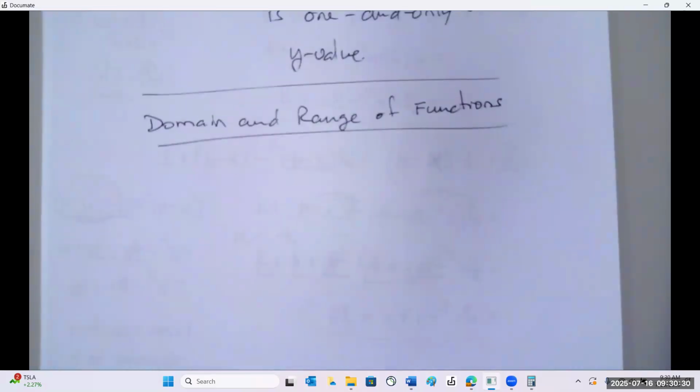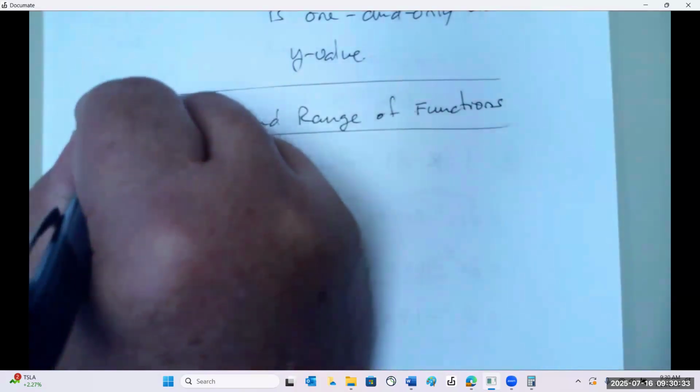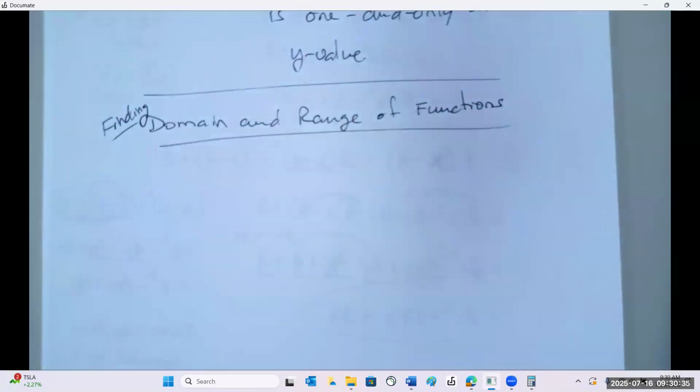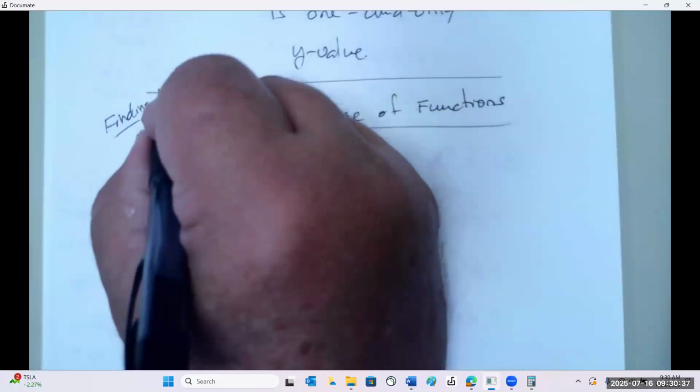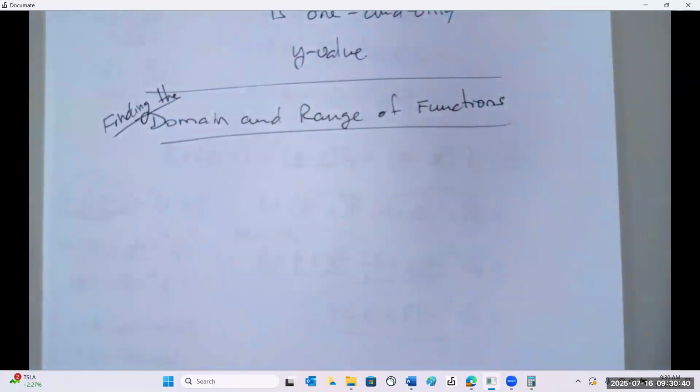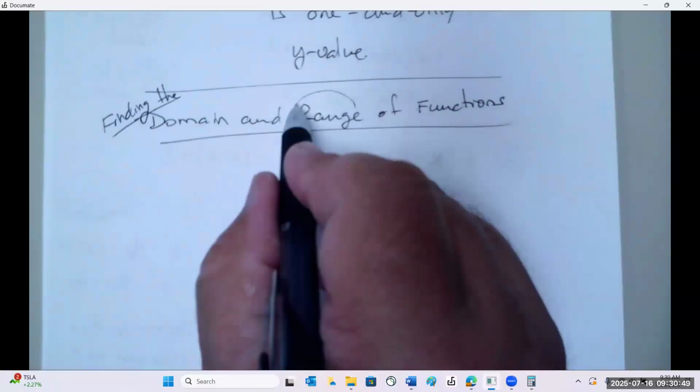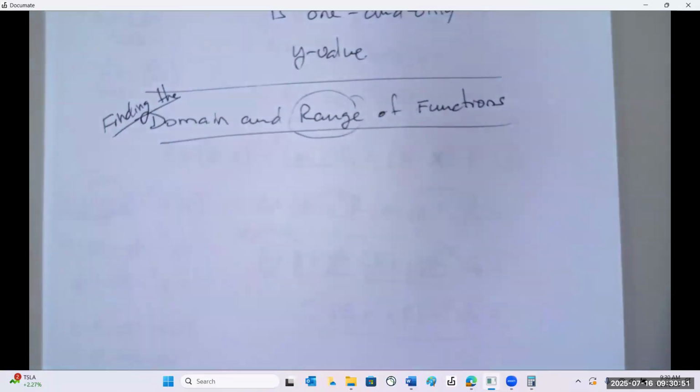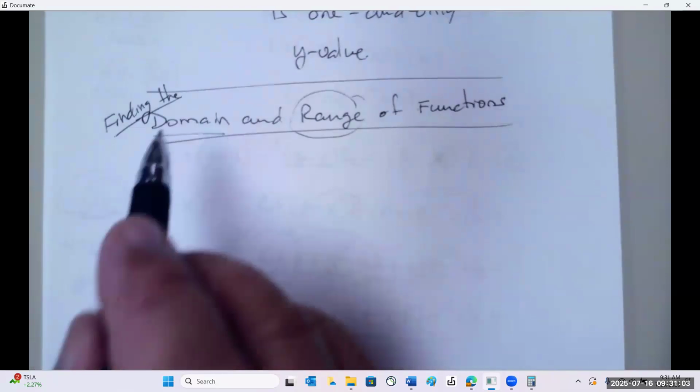Finding the domain and range of functions. We're going to hold off on the range for right now. Until I tell you what these functions look like and how their transformations affect them, we're not going to talk about the range just yet. So we're only going to look at the domains.